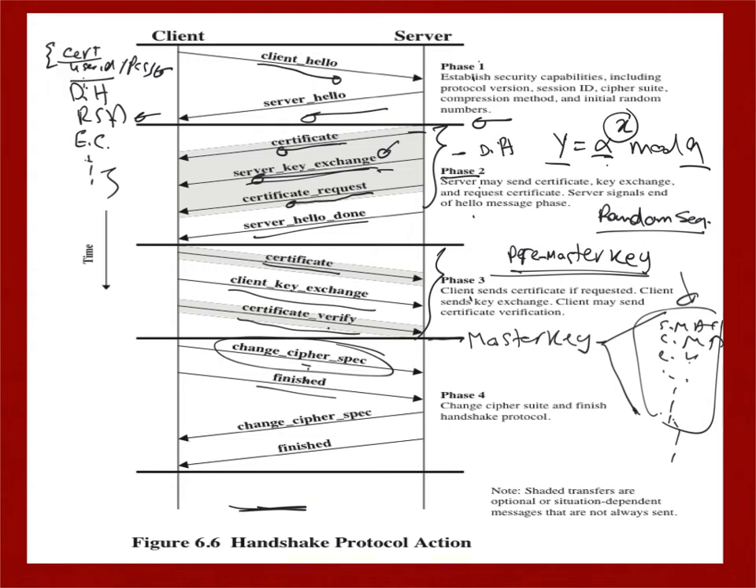Maybe the length is 200 bytes, 100 bytes. The length is 30 bytes. Doesn't matter. And then what we do here is that we say the master key equals what we have after these two steps. What we have is the pre-master key.